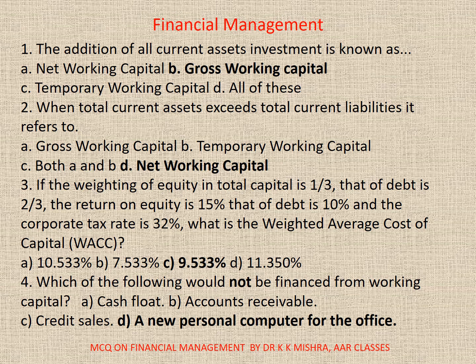Gross working capital. 2. When total current assets exceeds total current liabilities, it refers to A. Gross working capital, B. Temporary working capital, C. Both, or D. Net working capital. Correct option is D. Net working capital.